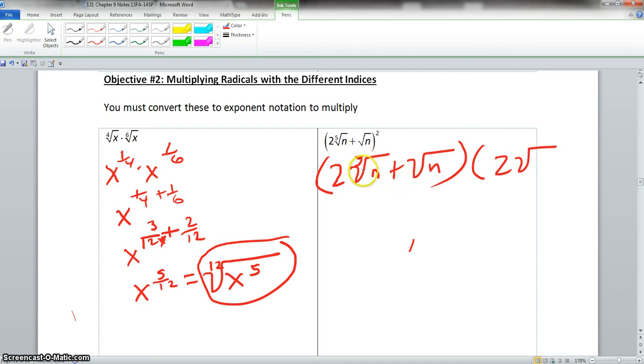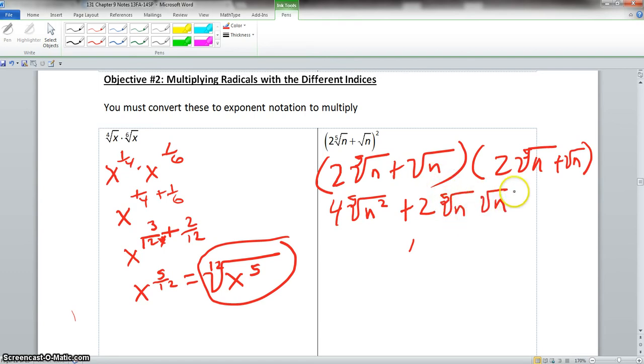Okay, class, picking up where we left off, we were supposed to write this parenthesis twice. So it's 2 times the fifth root of n plus the square root of n. And now we do the distributive property or FOIL method. This will give us 4 the fifth root of n squared plus 2 the fifth root of n times the square root of n. And then this will be plus 2 fifth root of n square root of n. And then finally plus the square root of n squared.